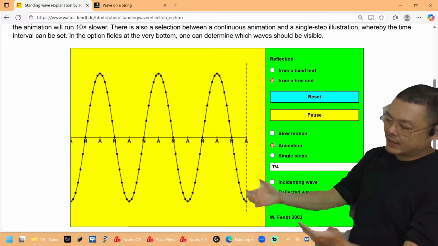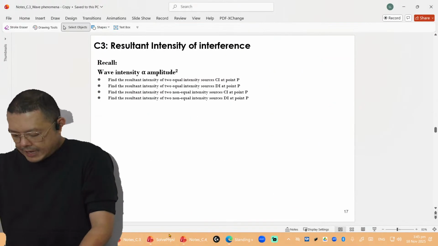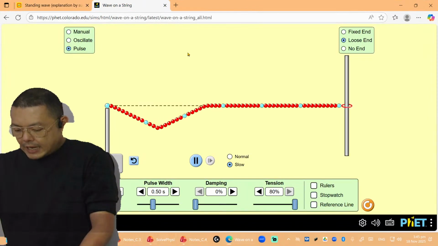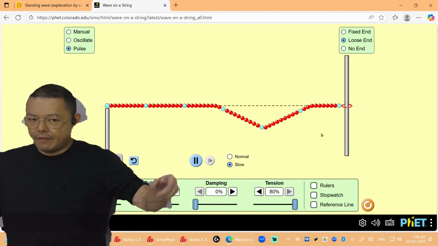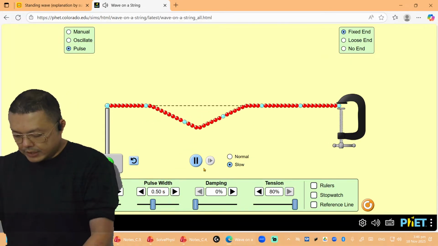You also still get your standing waves. I did mention that you can't just simply shoot a wave out and then make it come back and then say that it's going to create a standing wave. So let's do this now.